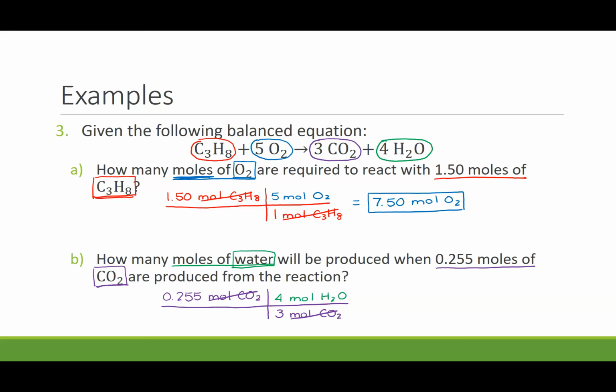And the fifth step is to convert the moles of the unknown into the desired unit. Well, our desired unit again is moles, and we already have moles of H2O, so we can skip the last step. The work is complete, and all we need to do is put this in the calculator. 0.255 times 4 divided by 3. And the answer needs to be rounded to 3 sig figs, and that would be 0.340 moles of H2O.